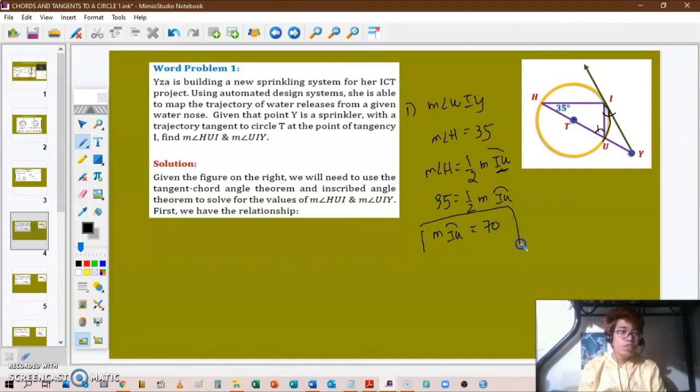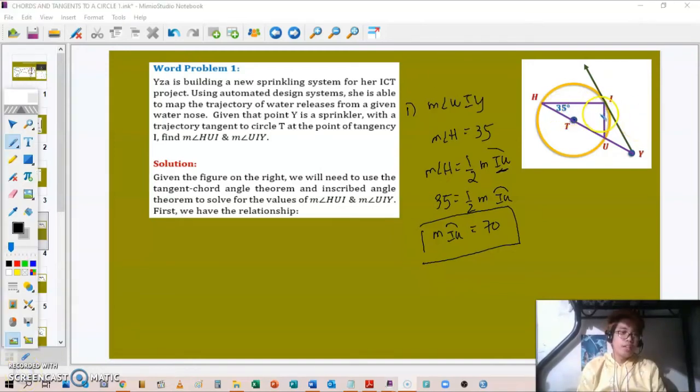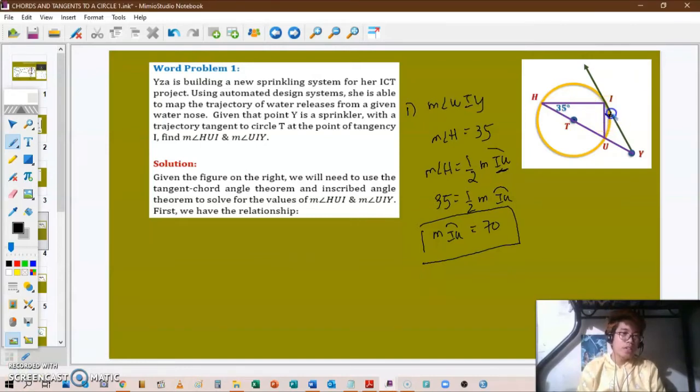Okay, so we just found the measurement of arc IU, but we still haven't found the measurement of this angle right here. So how do we get the measurement of that angle? Next, we can find this angle, the measure of angle UIY. The measure of angle UIY is going to be equal to 1/2 of the measurement of this arc right here, the measure of arc IU. So they're also going to be equal to each other.